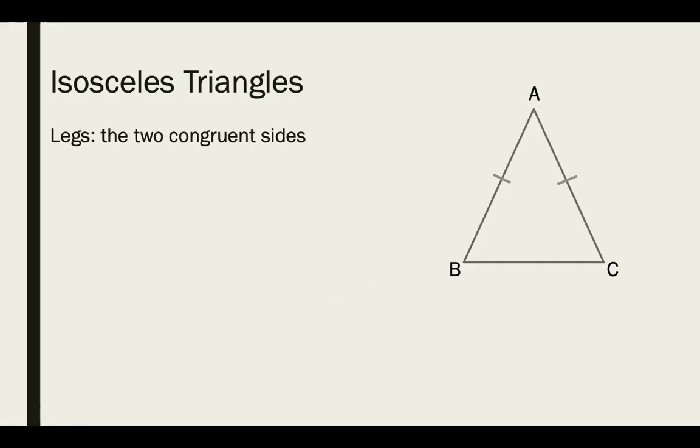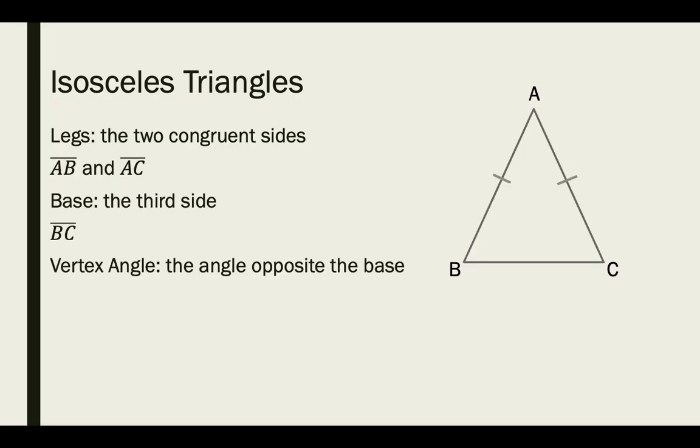So an isosceles triangle always has two legs, and in this instance, segments AB and AC are the legs. That third side that's not congruent to the other two is called the base. So in this case, that is side BC. We also have some terms to talk about the angles. One term is the vertex angle, which is the angle opposite from the base. It is also the angle that is between the two legs.